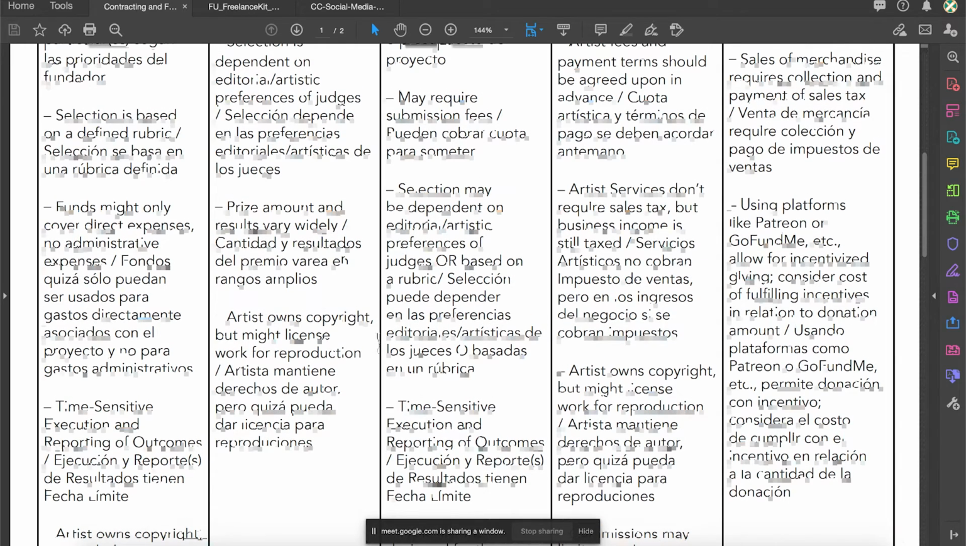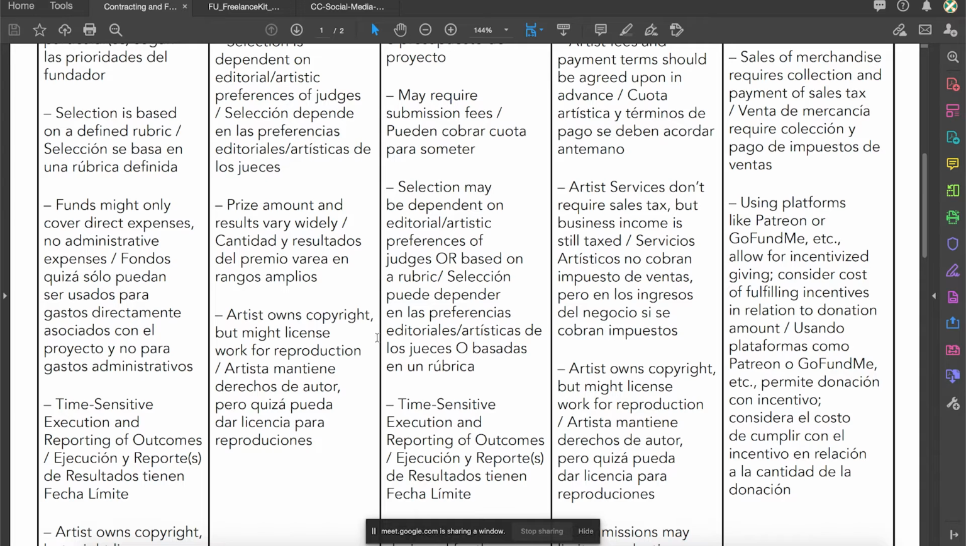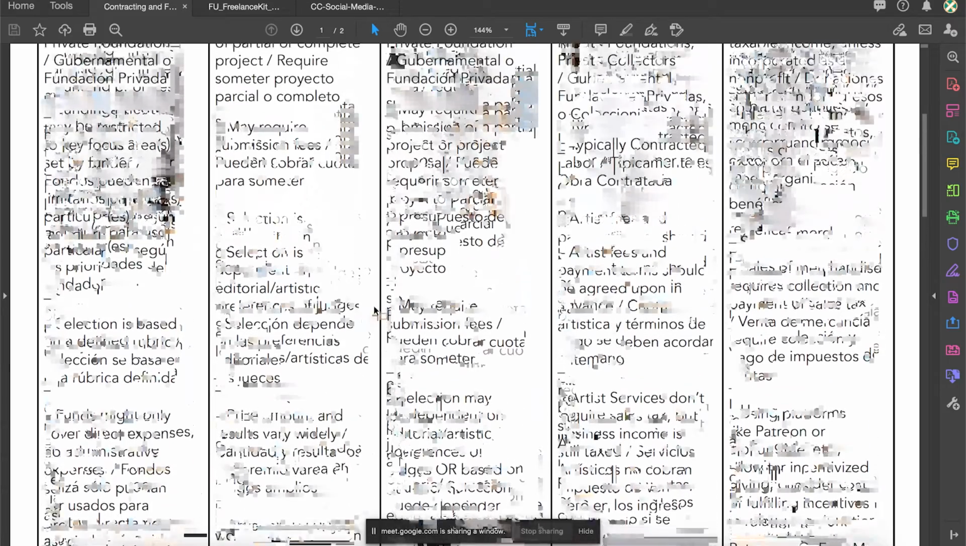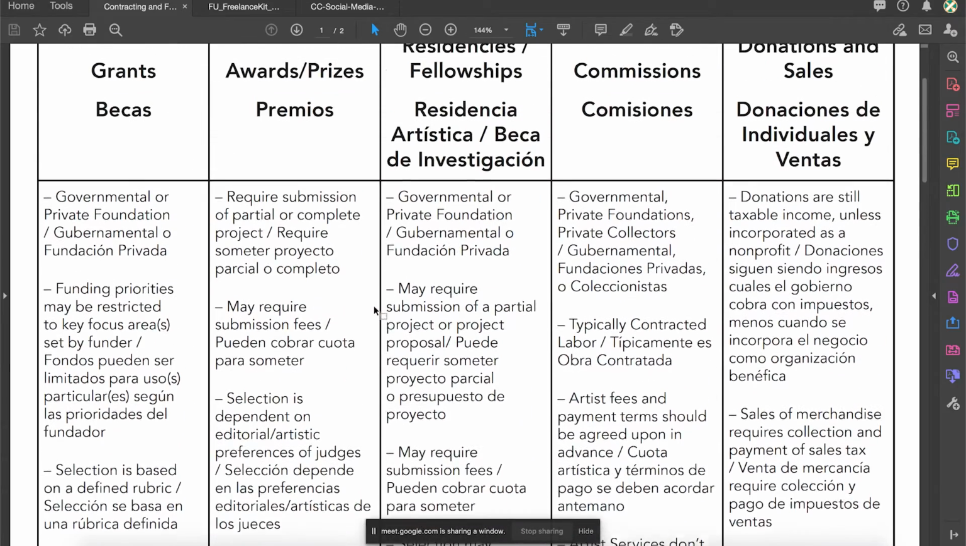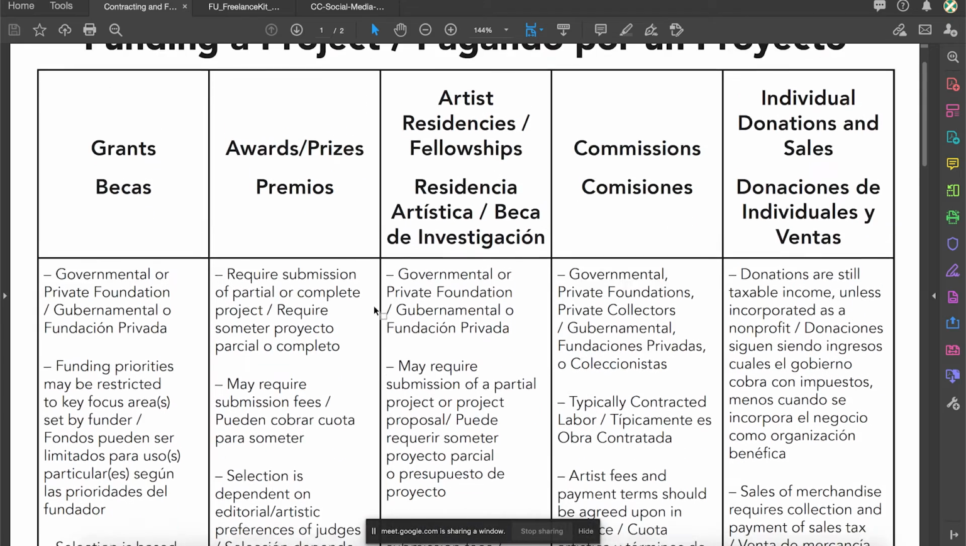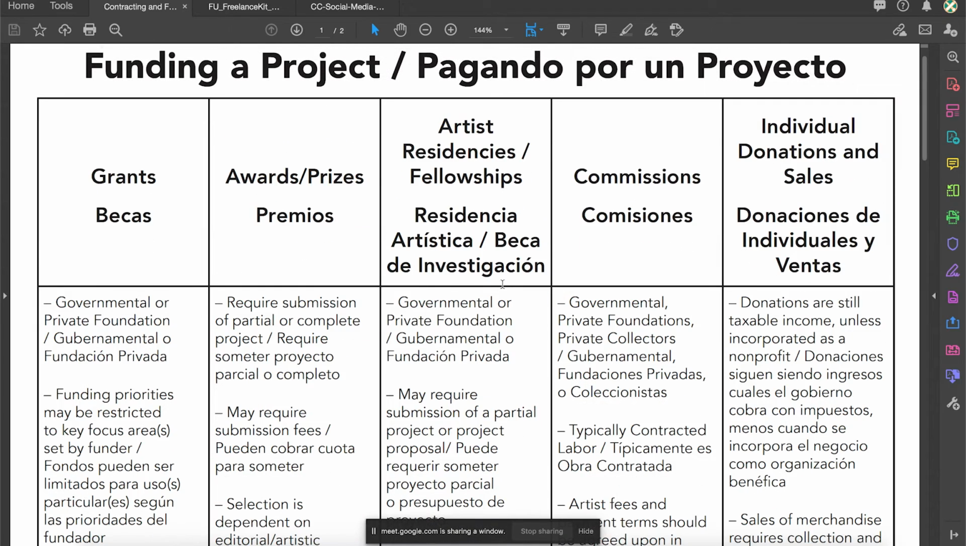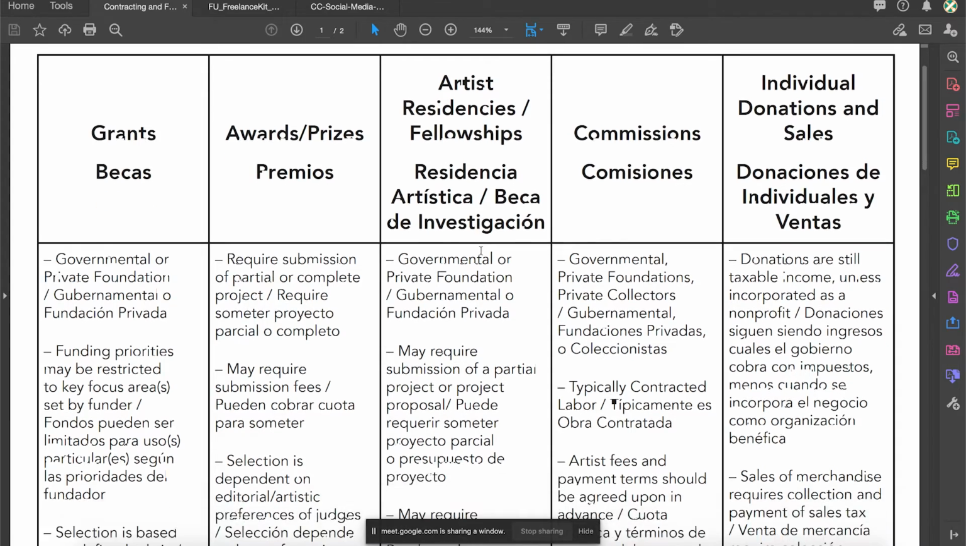So, the first two, again, you hold on to the copyright. You continue to be the owner of your work. That's not always the case with some of these ways of getting funding for your projects. The next one would be artist residencies and fellowships.